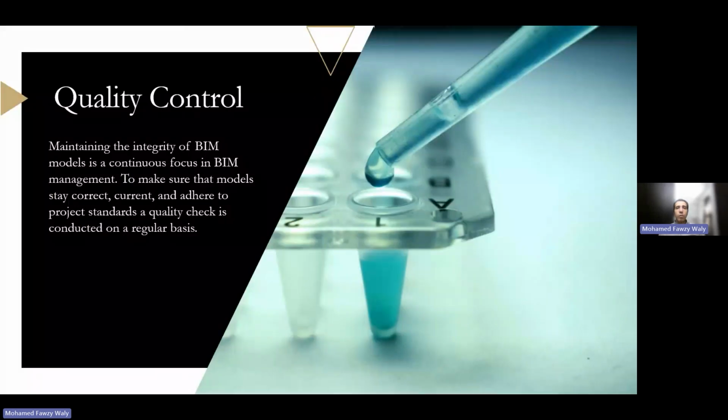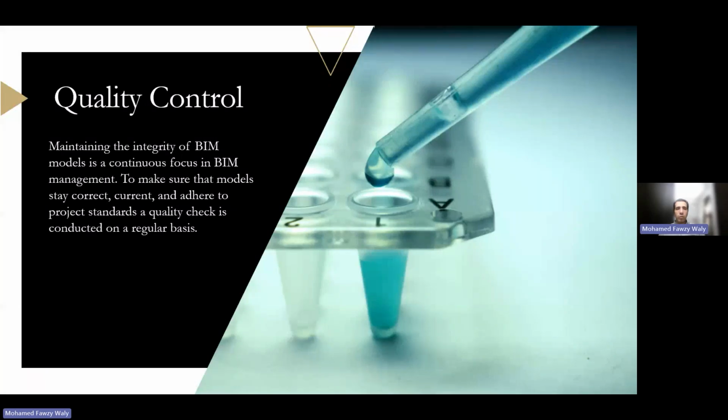Again, for quality control, maintaining the integrity of BIM models is a continuous focus in BIM management. You have to make sure that models stay correct, current, and adhere to project standards. A quality check is conducted on a regular basis. So the BIM management team is doing a continuous check and evaluation of the models, the documents, the process, and the data exchange procedure itself, to make sure that everything works correctly and according to what has been agreed and mentioned in the documents shared from the beginning of the project.